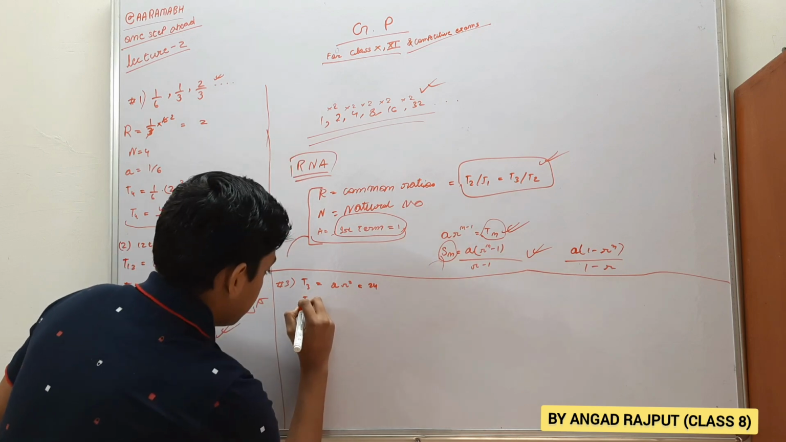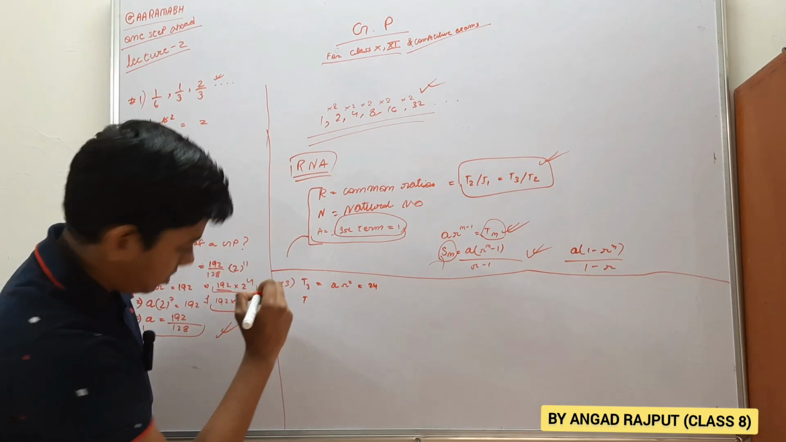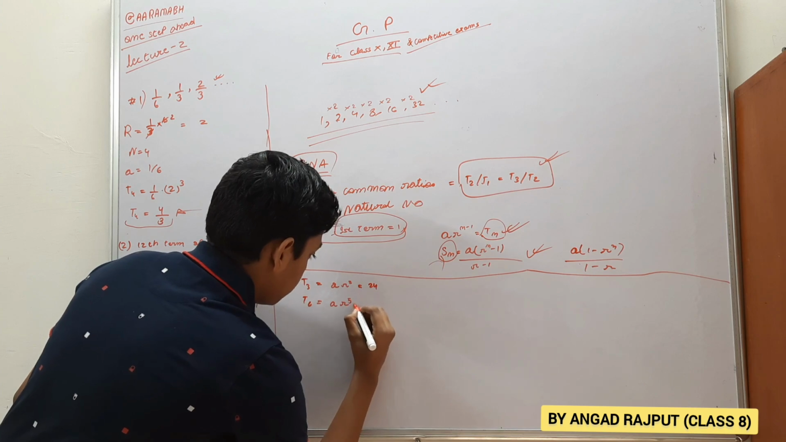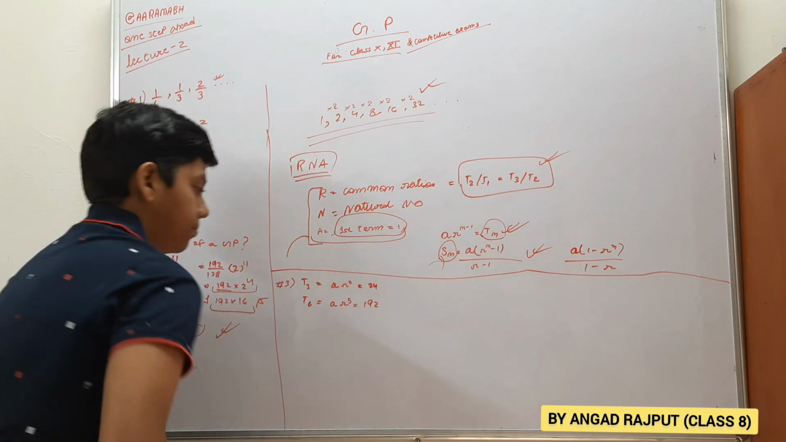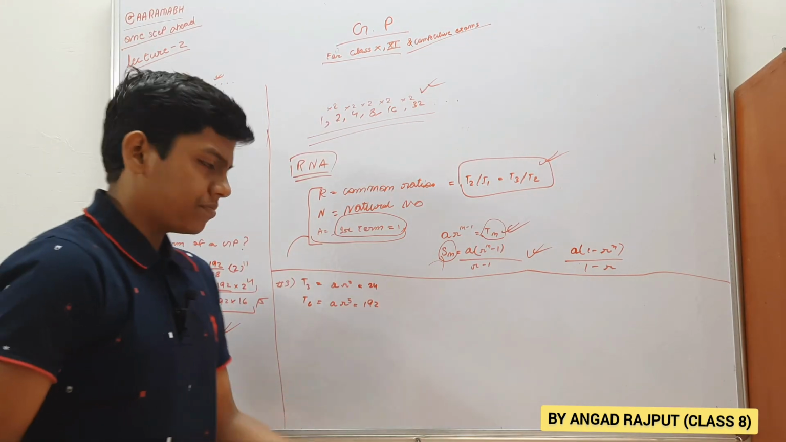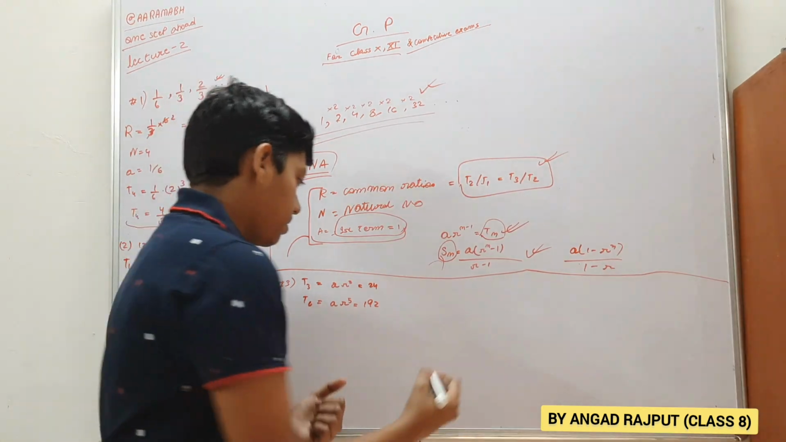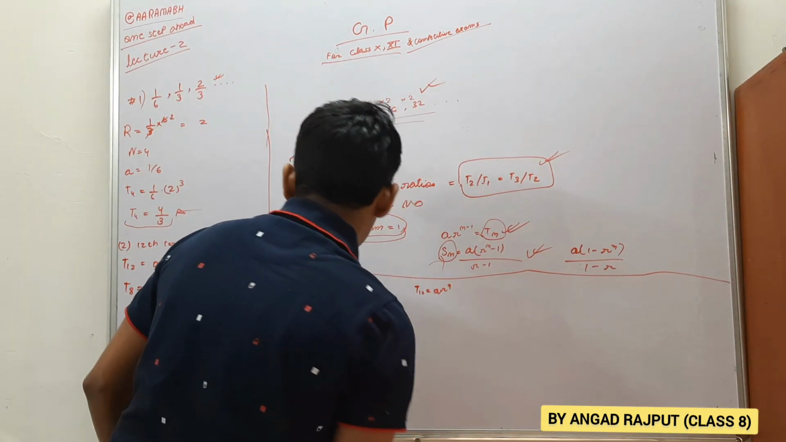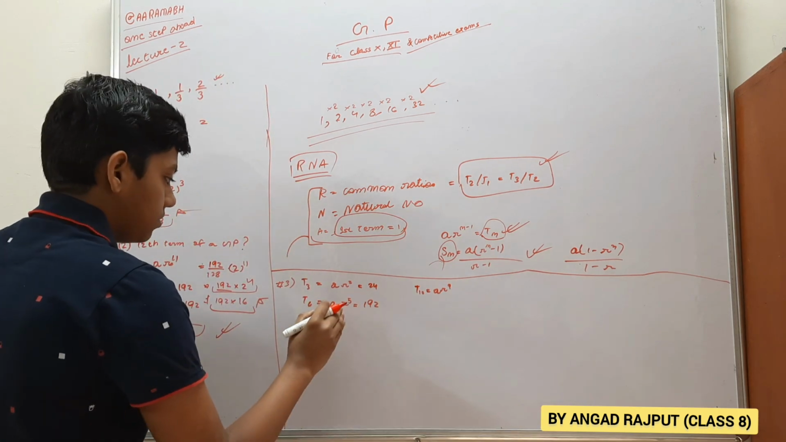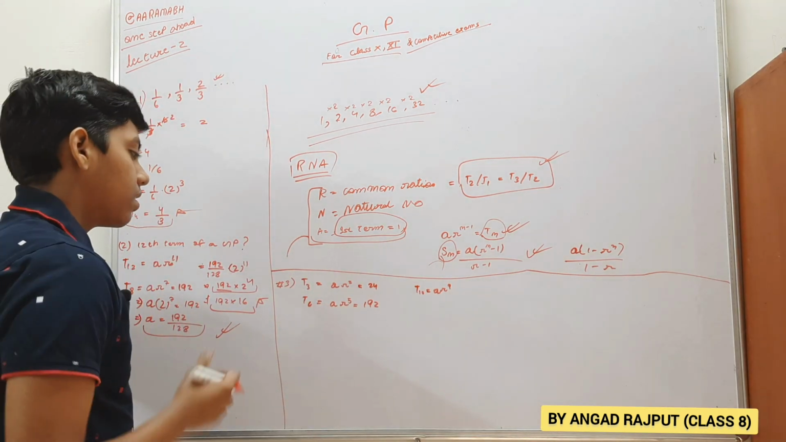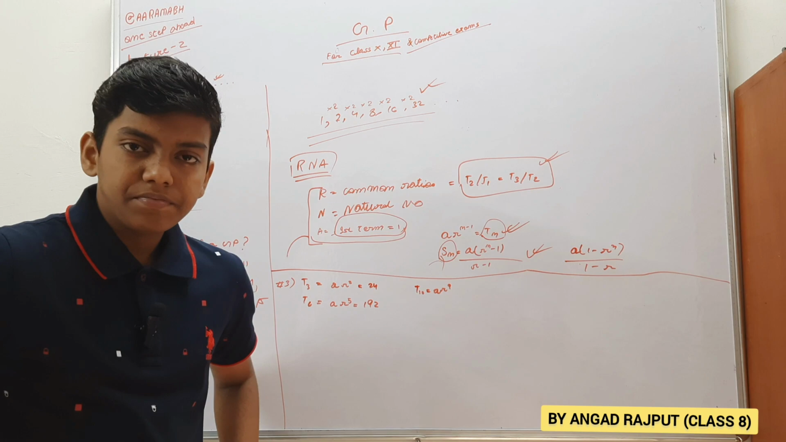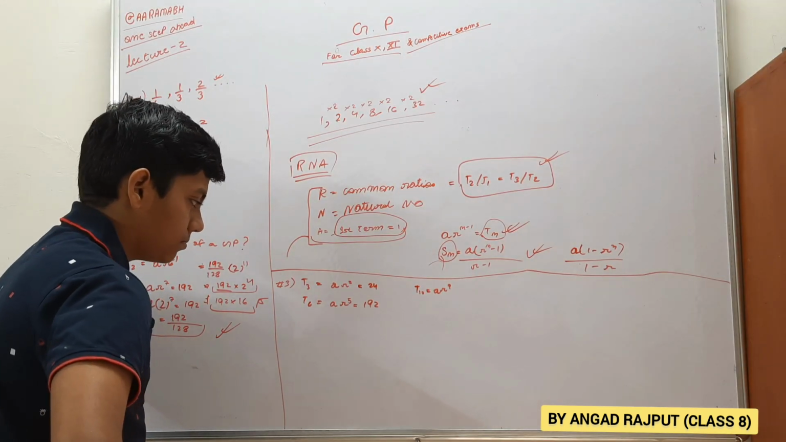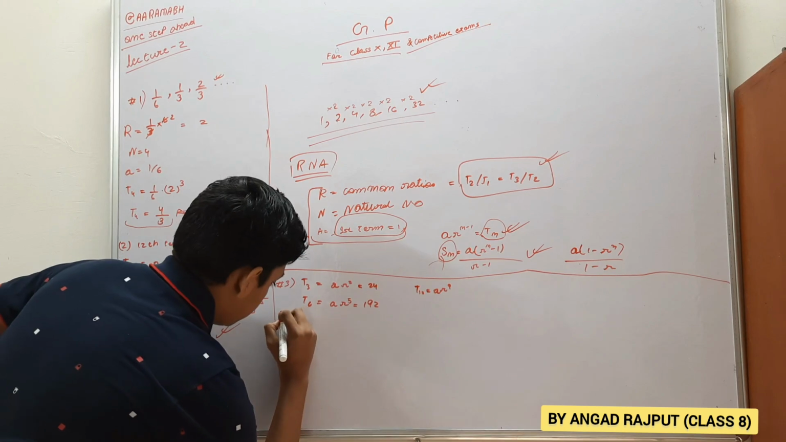So T3 is equal to AR square, which is 24, and T6 is AR to the power 5, which is 192. Now we have to find T10, AR to the power 9. We will not go there right now. First we should solve this. Now how can you solve this? Any suggestions? Okay, let's solve this.